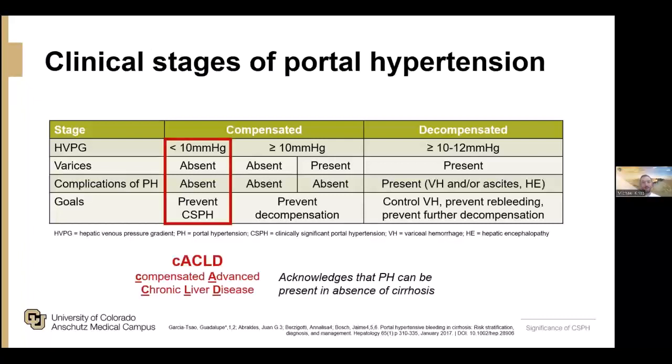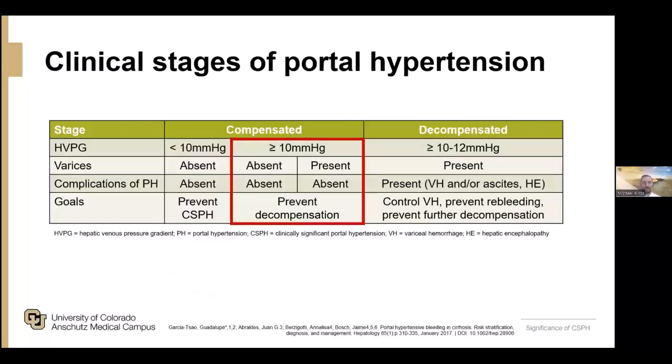Now, one thing I want to note in this less than 10 millimeters mercury HVPG subgroup of compensated cirrhotics is we need to make sure we're thinking more broadly. In fact, the AASLD guidelines say that this group should be referred to as compensated advanced chronic liver disease. And that just acknowledges that portal hypertension, defined as an HVPG over 5, can be present even in the absence of cirrhosis. And I think many of us are seeing that in our clinics, for instance, in patients with NAFLD or now MASLD and MASH. But as I mentioned, we're going to really zero in on this specific patient group.